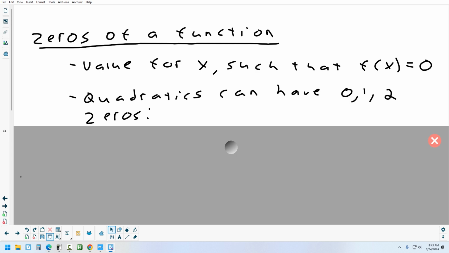So quadratics can cross the x-axis 0, 1, or 2 times. Again, where it crosses, that number is called the 0.